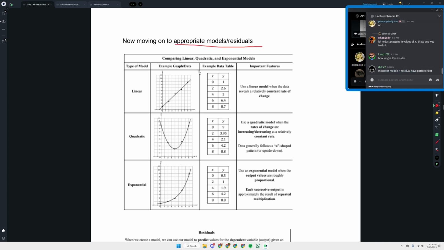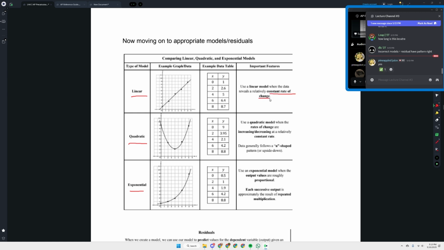So first, the proper models and residuals. There's 3 types of models. You have a linear, a quadratic, and an exponential in AP Precalculus, and log, but we're not at log yet. Exponential have a relative constant rate of change. A quadratic have rates of change that are increasing or decreasing at a relatively constant rate, and they follow a U-shaped pattern. And use an exponential when output values are proportional. Each successive output is approximately the result of repeated multiplication.